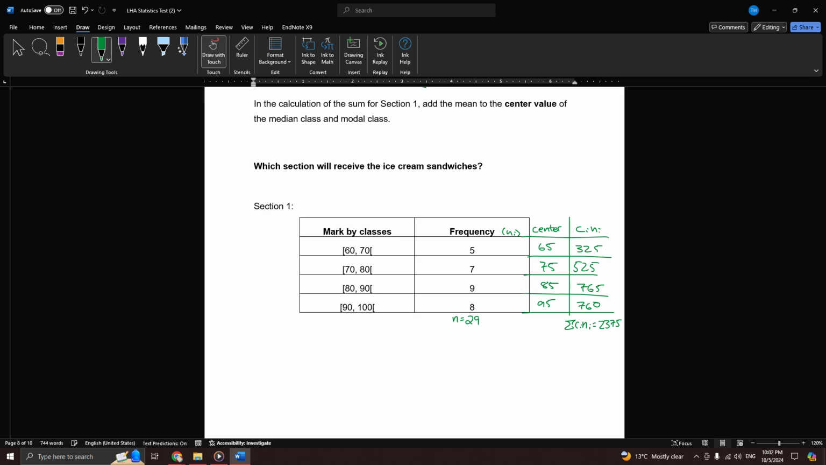That's going to be 2,375. So my mean is going to be the sum of ci ni over n. That's going to be 2375 over 29. That's going to give me 81.90. Okay, we're not going to round it to 82. We're going to keep it as 81.90. Now, let's find my mode, or my modal class, I mean, right?